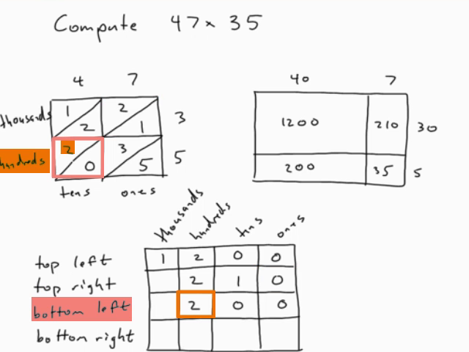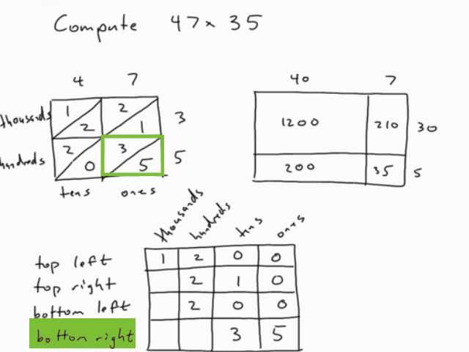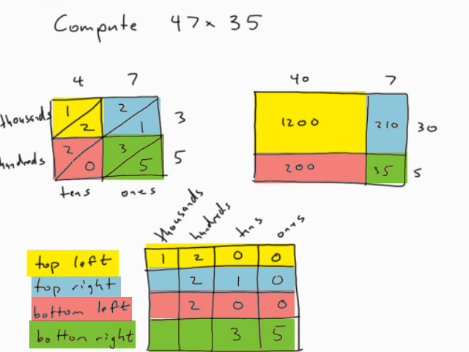In the bottom left, we have 2 in the hundreds and 0 in the tens, and then we'll use a 0 for the ones. And lastly, for the bottom right, we have a 3 in the tens and a 5 in the ones. Notice that these 4 values correspond exactly to the 4 values that were calculated in the grid on the right.